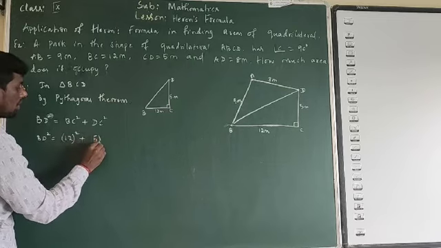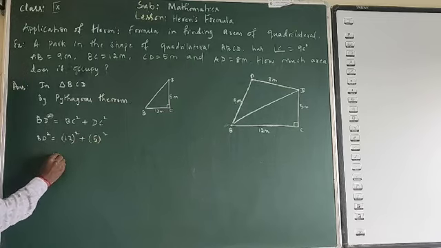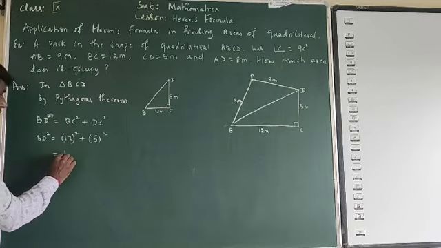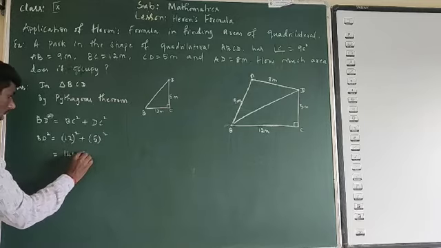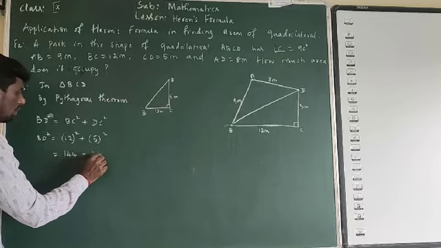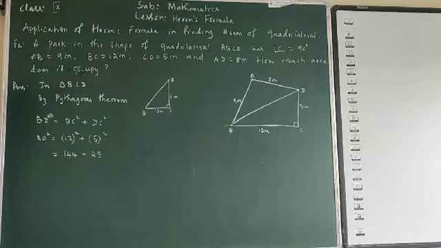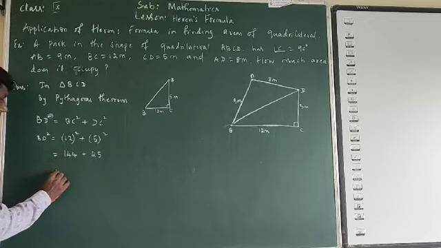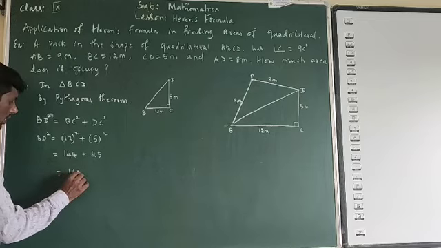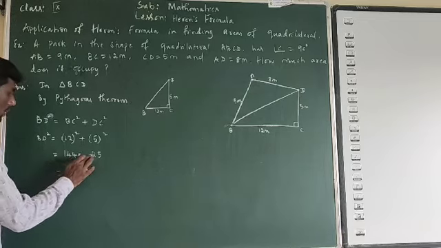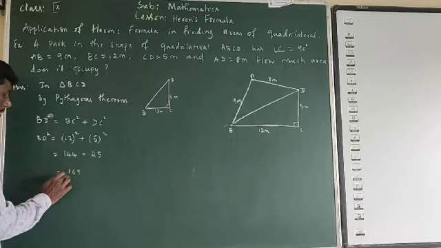DC is 5, so 5 square. This is 12 square. 12 into 12, what is the square of 12? We know that it is 144. Similarly, 5 square is 25. So if you add 144 and 25, it is 169, right? 4 plus 5, 9, 4 plus 2, 6, 1 plus 1, that's 169.